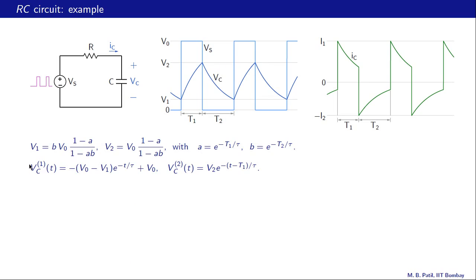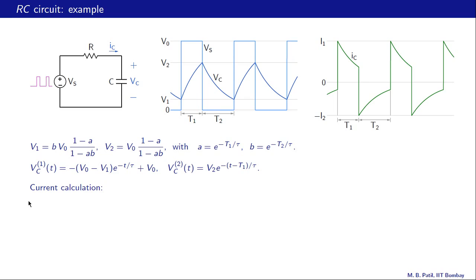Here the results are summarized for the capacitor voltage. We have V1 and V2 here in terms of A and B, where A and B are given over here. And once we know V1 and V2, we can find Vc in the T1 phase using this expression and Vc in the T2 phase using this expression. Alright. Let us now look at the current calculation, IC of T. And once again, this will have two parts, IC in the T1 phase and IC in the T2 phase.